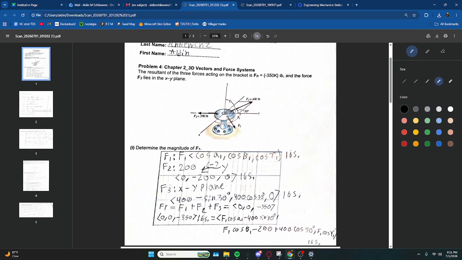pounds. I found the resultant force by adding F1, F2, and F3, which is equal to 0, 0, negative 350, which is equal to F1 cosine of alpha minus 400 sine of 30, F1 cosine of beta minus 200 plus 400 cosine of 30, and F1 cosine of gamma in pounds.